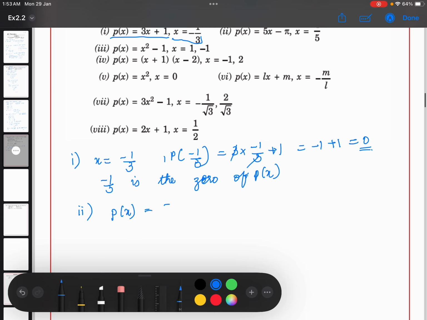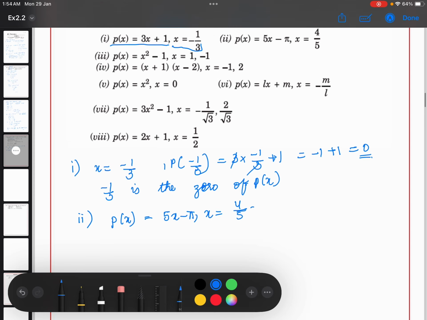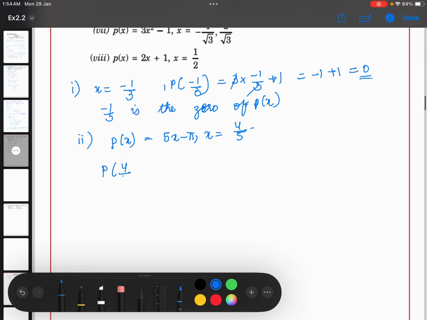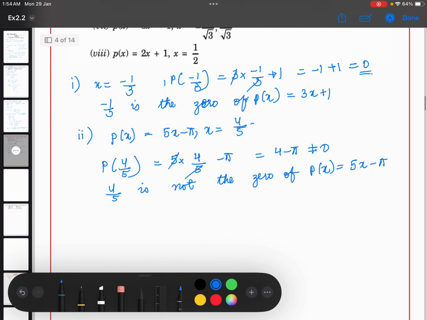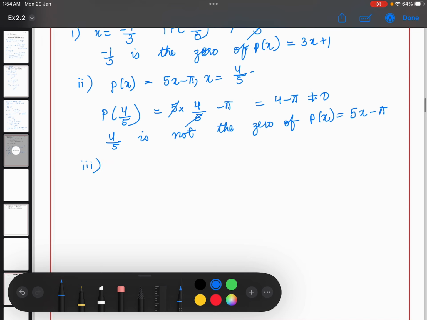Okay, because our equation became equal to 0. Clear? Now the second equation is p of x equal to 5x minus pi when x equal to 4 by 5. So simply substitute your x as 4 by 5 in the given equation. You'll get 4 into 4 by 5 minus pi. So cancel out 5 and 5. So you're left with 4 minus pi, which is not equal to 0. So that means 4 by 5 is not the root. Okay, you can say it's not the zero of p of x equal to 5x minus pi.